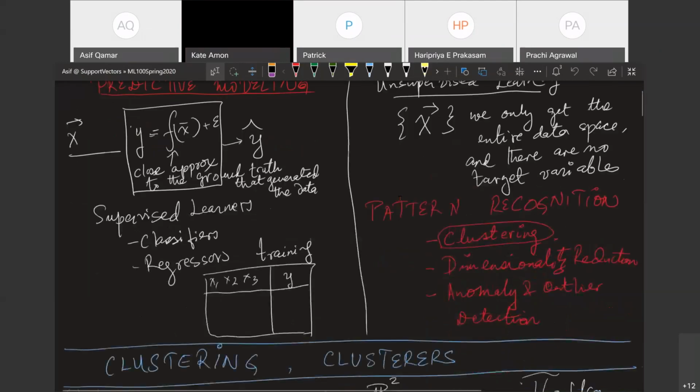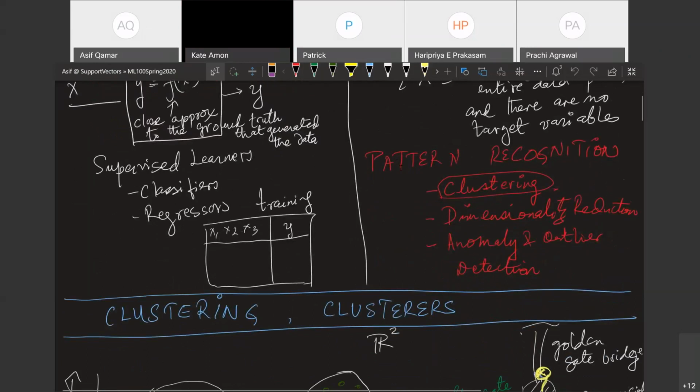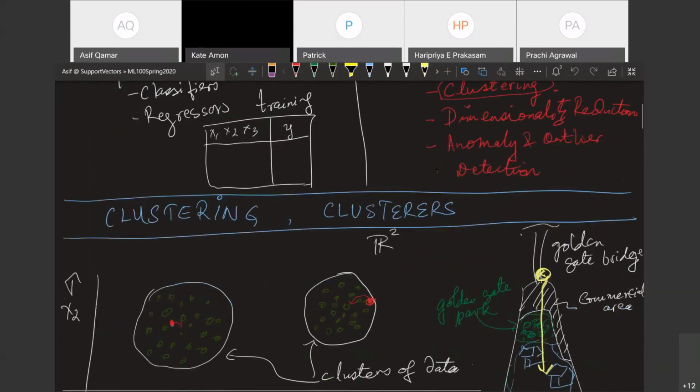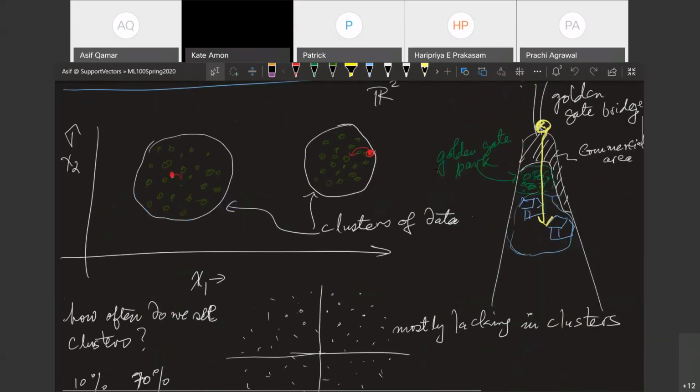In pattern recognition, we talked about quite a few things: clustering, dimensionality reduction, anomalies, and outlier detection. These are all exercises of pattern recognition. They look at certain aspects of the data or certain patterns in the data. We focused, and we are still focusing today so far, on clustering. Clustering is the exercise in which we look for clusters in the data.